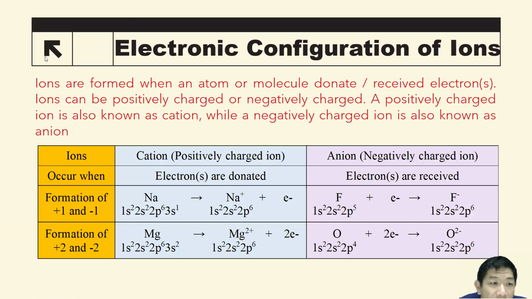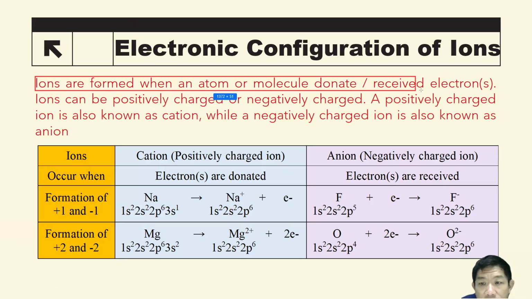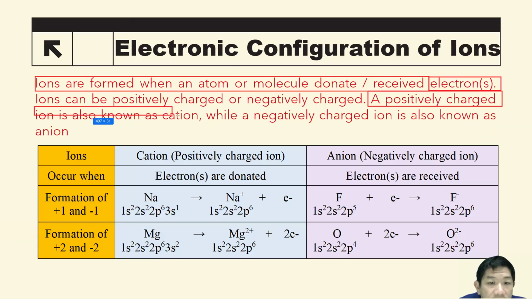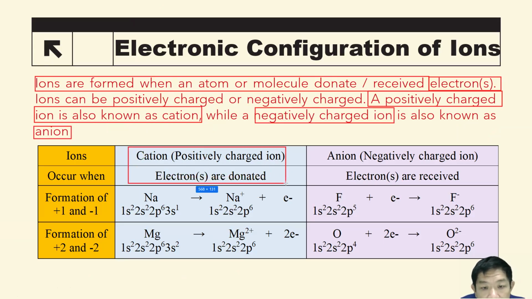So how is an ion formed? An ion is formed when an atom or molecule donates or receives electrons. It can have a positive or negative charge. A positively charged ion is known as a cation, whereas a negatively charged ion is known as an anion. A cation is formed when electrons are donated.